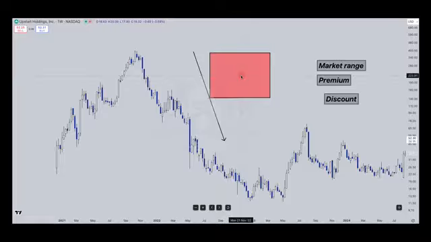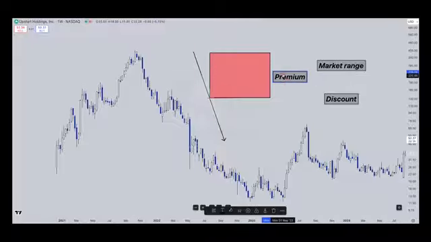Same with the grocery store. You walk in for a pack of cigars, usually it's $12. Then you walk in on a day when it's really busy or something happened, and now they're selling it for $15 a pack. So it's the same thing. The upper 50% is the premium of that range.